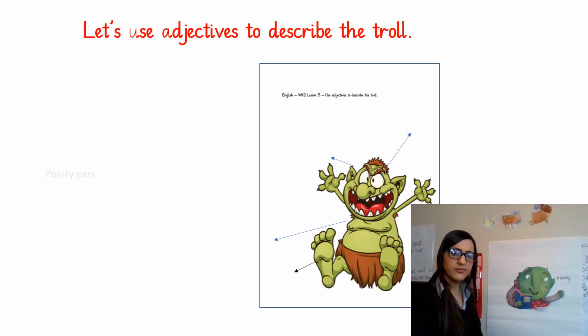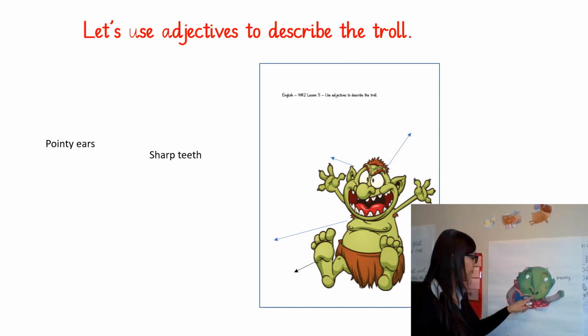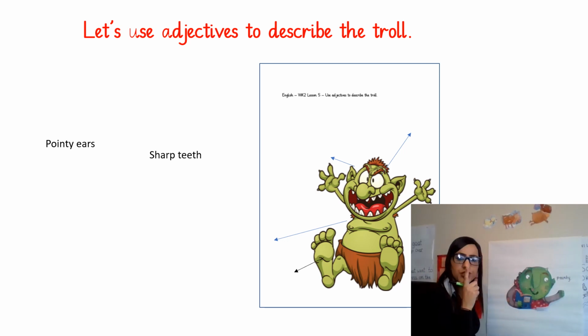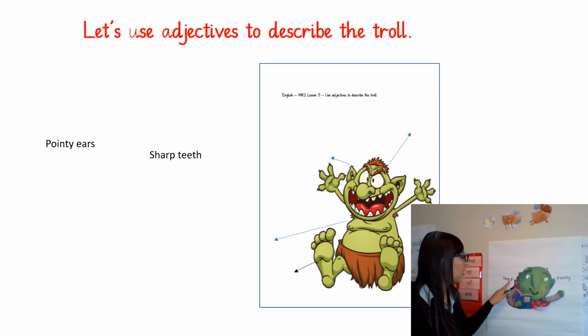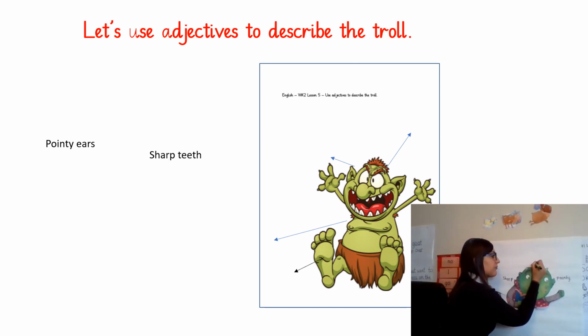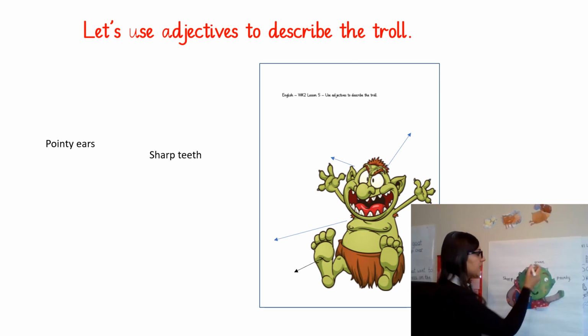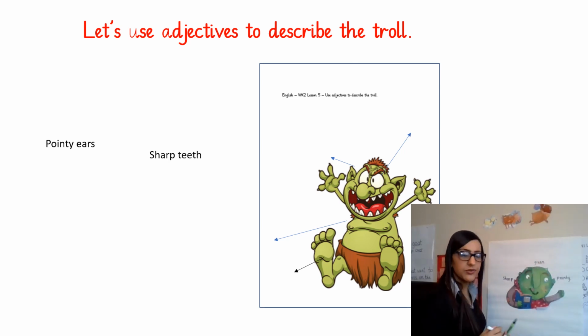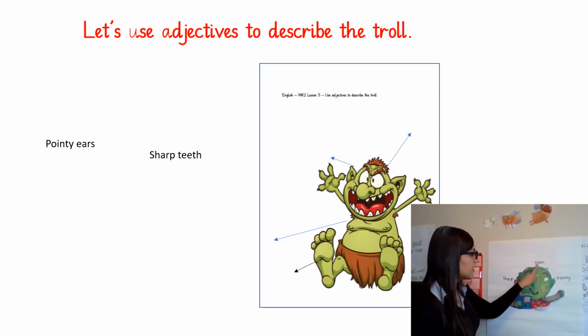What else can you think of? Sharp teeth. So here it is. I'm going to just write that over here. Sharp. Sh. The sound ar is a special friend sound, okay? Sharp. Sharp. It has sharp teeth. It has green skin, so green is an adjective. So I'm going to write green here. G-r-e-n. Remember, I told you yesterday that the sound ee you will learn soon. Okay? Green, sharp, green, pointy.